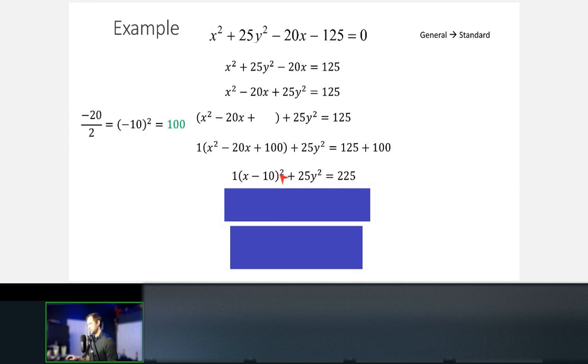Also, this is a minus 10 because remember, going back to here, this negative 20 is not 20, this is a negative 20. So don't forget that negative sign. Negative 20 divided by 2 is negative 10, and negative 10 squared is positive 100. That's why the 100 went here and nothing else.